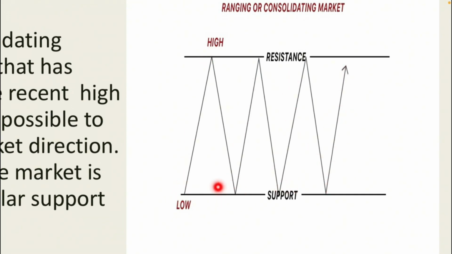That's why it is called a ranging market. It is just ranging around this area, failing to form a particular trend. In this kind of situation, it is neither an uptrend nor a downtrend. It is just a consolidating market. Okay, it's failing to give us any direction.